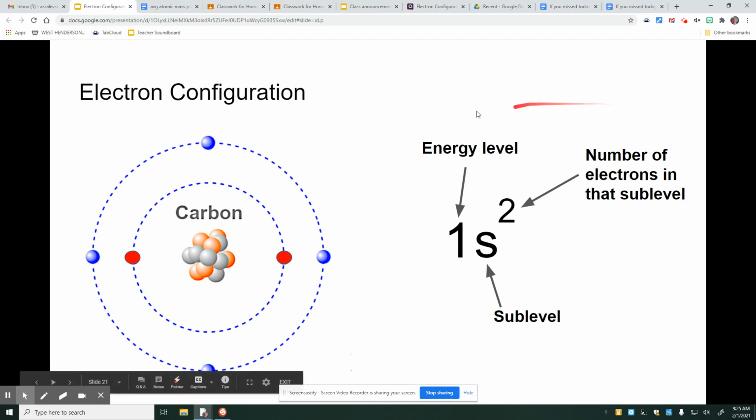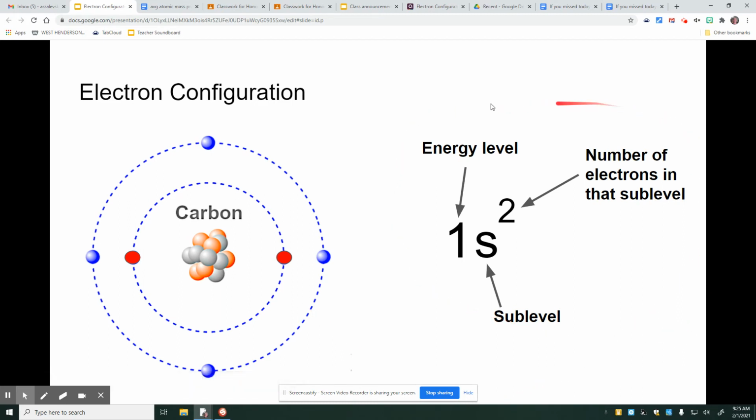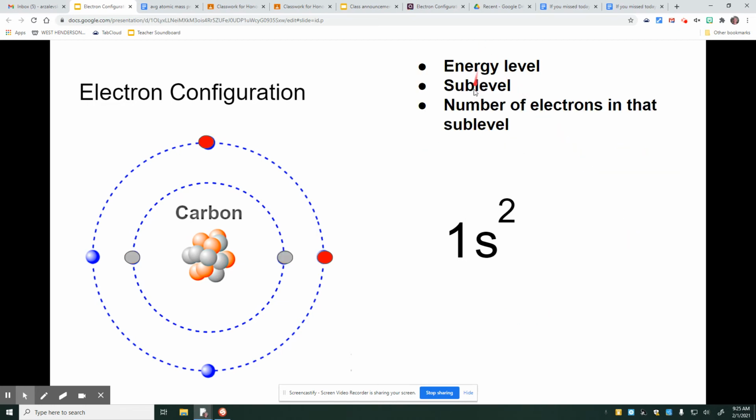All right, so this is electron configuration and what each of them mean. You may want to add this to your notes. First energy level, then sublevel, and then the number of electrons in that sublevel. Okay, so we've only described 2 electrons though, and we've got 4 more to describe here for carbon. So let's keep going. Again, I'm going to follow this progression for the rest of the electrons.